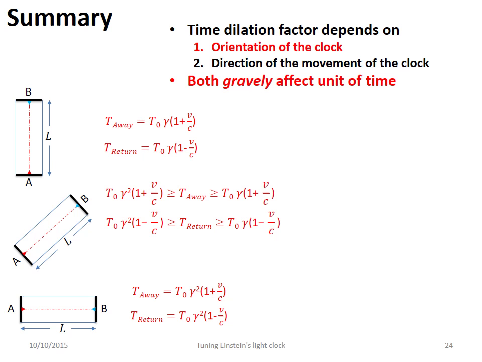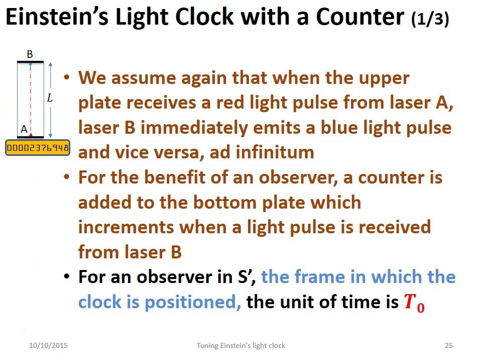We should note that the time dilation factor depends on the orientation of the clock and the direction of movement of the clock. Both greatly affect the unit of time. Now, what happens if we add a counter to the clock? We assume again that when the upper plate receives a red light pulse from laser A, laser B immediately emits a blue light pulse and vice versa, ad infinitum.